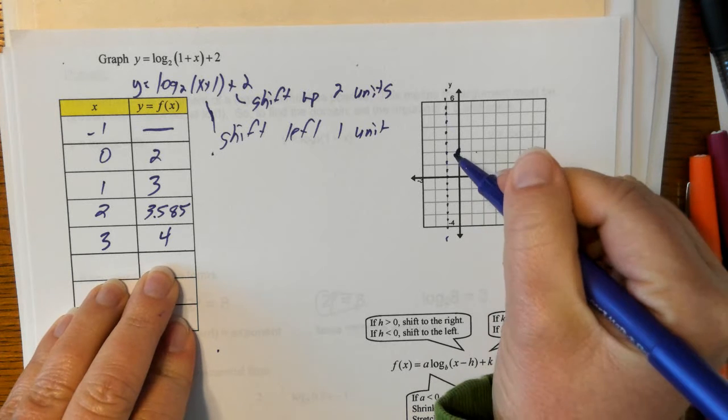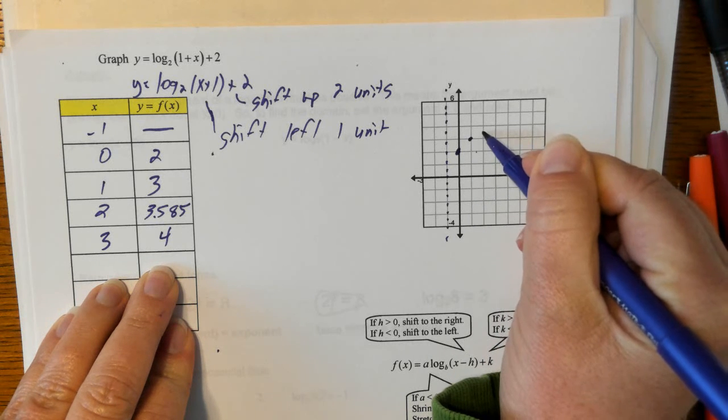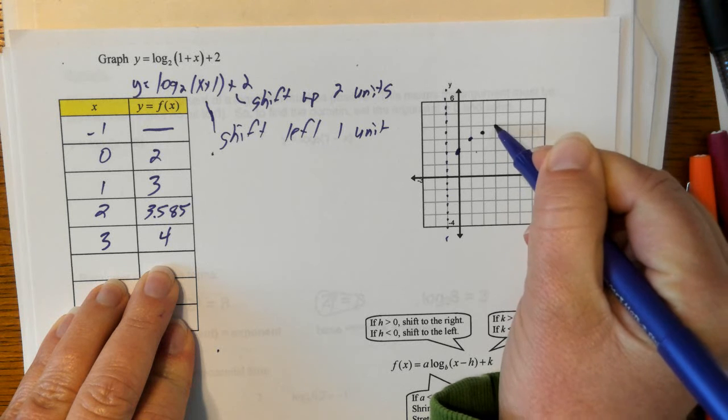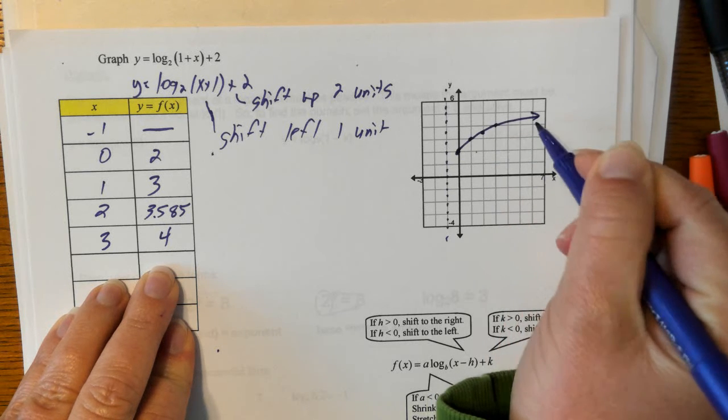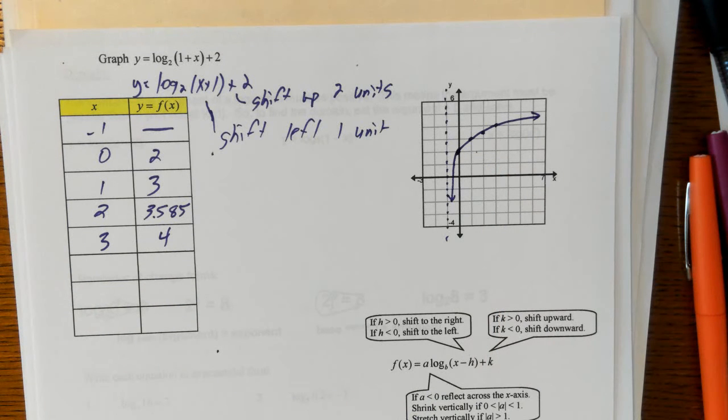Okay. So there was our 0, 2. Here's our 1, 3. Here's our 2, 3.5 approximately. And there's our 3, 4. So the curve goes kind of up to the right, and then it will drop on the left, approaching that vertical asymptote of x equals -1.